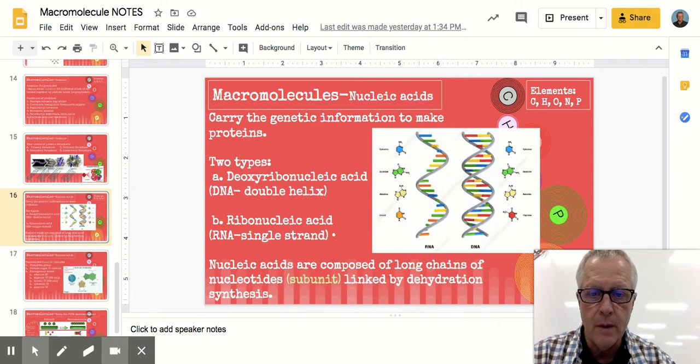And then the next major group, the last major group of macromolecules are the nucleic acids, and that's our DNA or RNA. And so there's the idea of the double helix, there are nucleotides, and so forth. And so that's kind of what this slide is showing here.